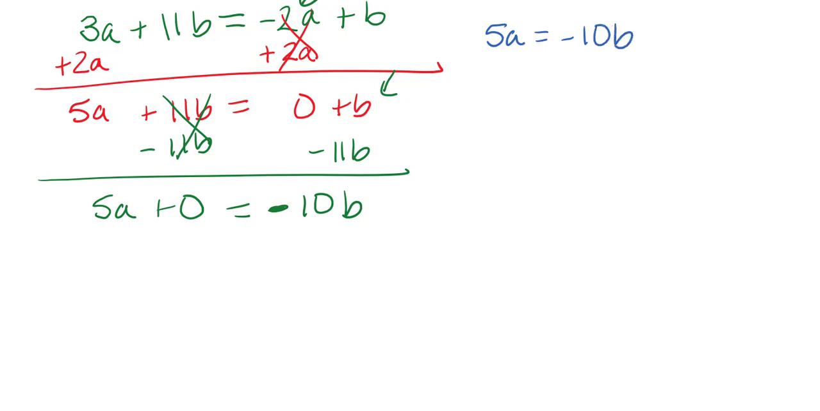Now we need to solve for a. So we divide both sides by 5. We're left with just our a, and now we have negative 10 over 5, so that would be negative 2b.